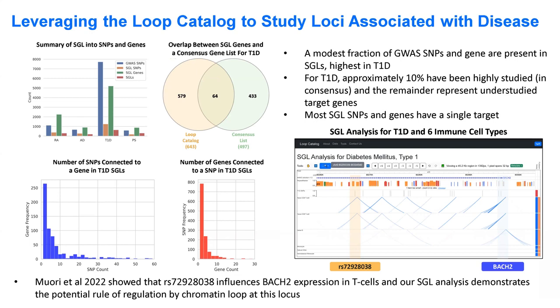In addition, we also looked at this Mori et al. 2022 study where they showed that rs7292838 is actually influencing BACH2 expression in T cells. We actually see this in our SGLs for CD4 T cells and CD8 T cells, but not for other immune cell types.